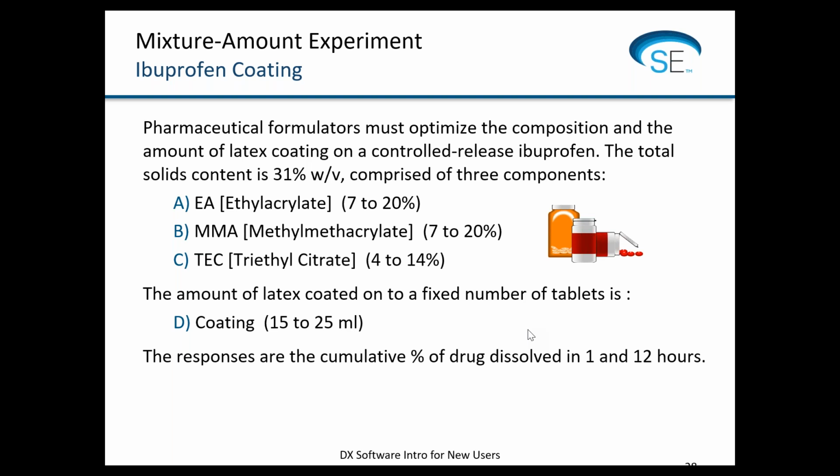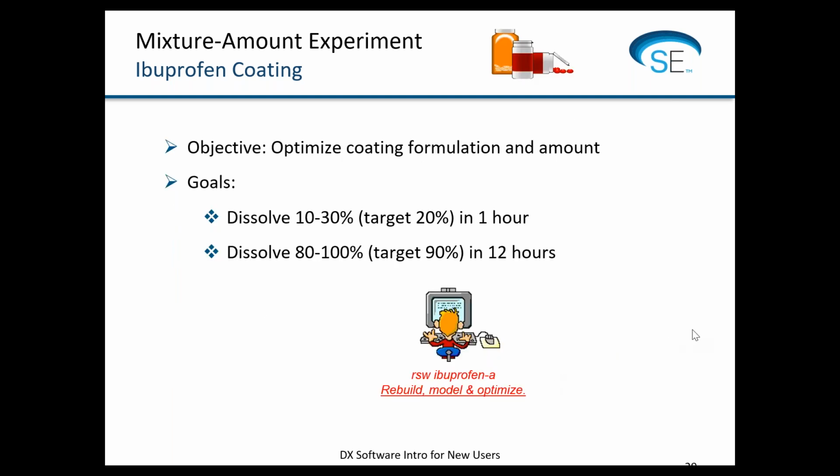Okay, our goal is to find the conditions where we dissolve a certain amount in 1 hour and a certain amount in 12 hours, timed release. So we want from 10 to 30% with a target of 20 released in 1 hour. And in 12 hours, we want to target 90%, but it needs to fall within the range of 80 to 100. So how do we build that?